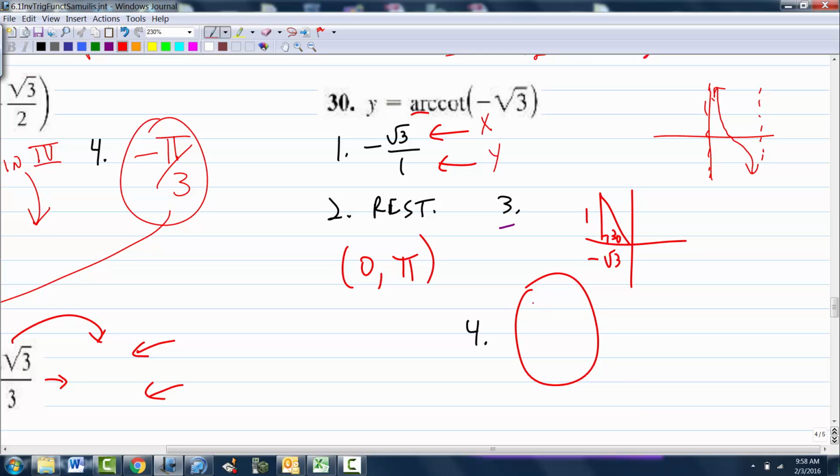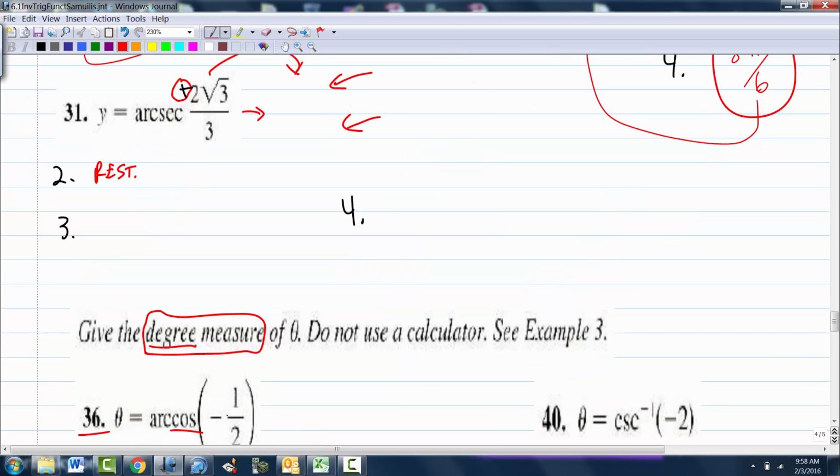The 30 in quadrant 2 is 5 pi over 6. And 5 pi over 6 does fit in between 0 and pi, so this is a valid answer. All right. What's 2 root 3 over 3?